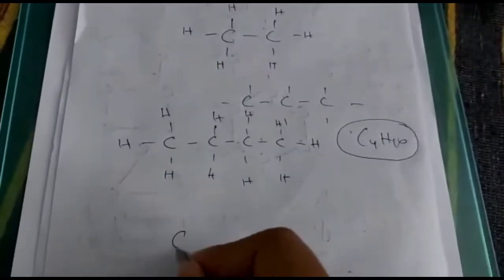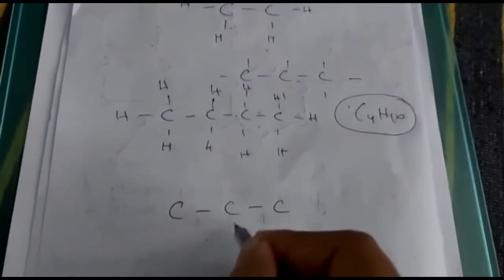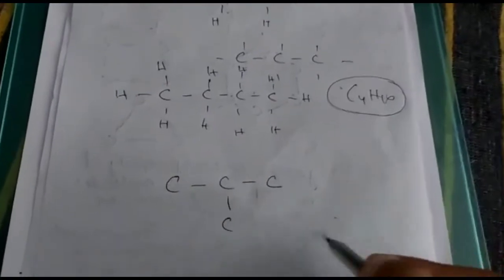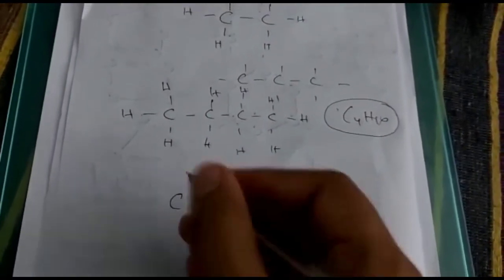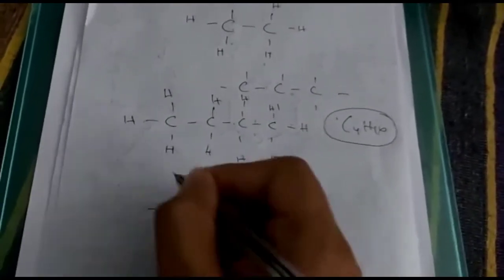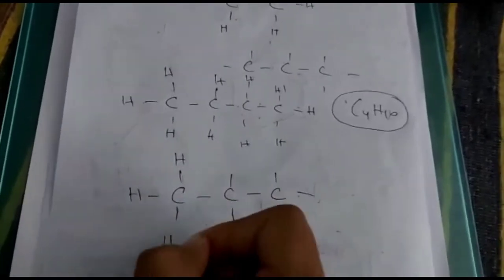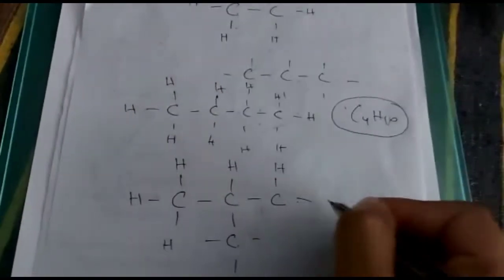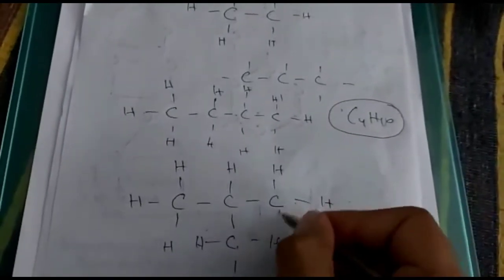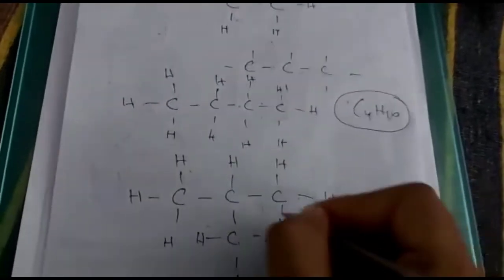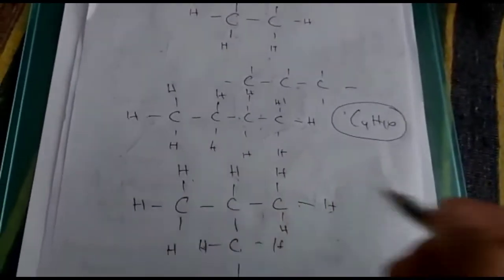Another structure you can draw. Suppose 1, 2, 3. Here make another branch. The 4th carbon you write down here. That means it is a branch. And now fill the carbons with hydrogens. Write down the hydrogens. And count how many hydrogens are there. 1, 2, 3, 1, 2, 3, 4, 5, 6, 7.